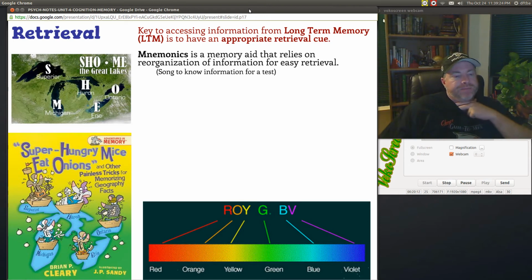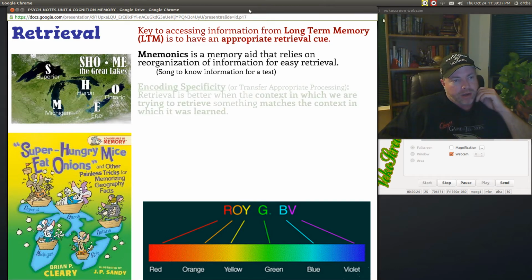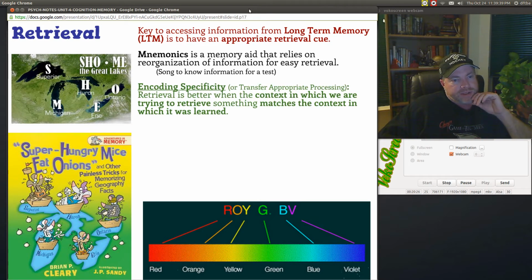I know Ms. Welsh used to teach, I think it was biology, and she would have her kids sing the Wheels on the Bus song, but it was all about the parts of the cell. And that helped them understand it and learn it.